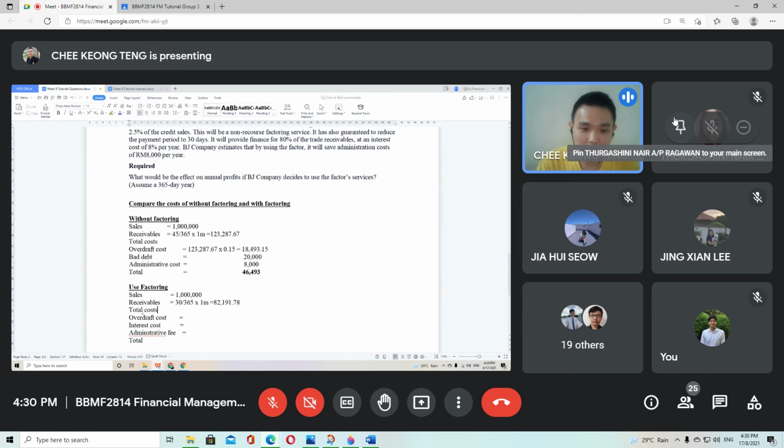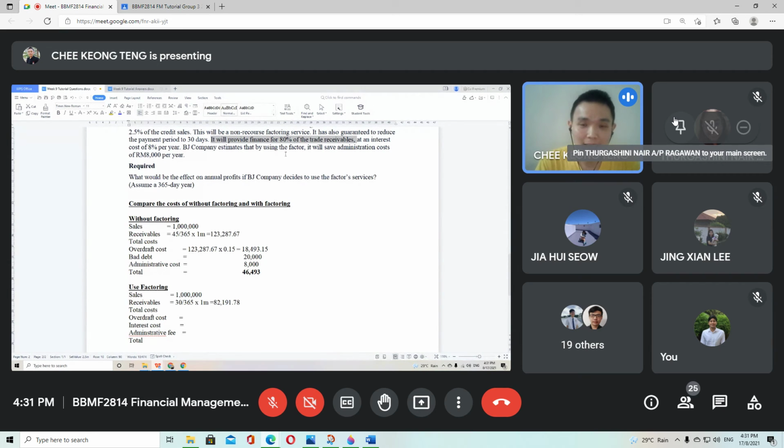Alright, so we calculate the total cost right now. Okay, in here, common mistake from students, remember, we still need to finance part of the working capital, part of the receivable by using overdraft. Reason, because you see this one, even though the factor will lend you the money first, but it's not 100%.